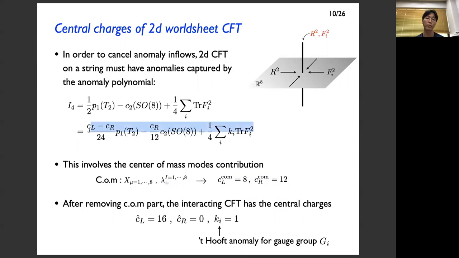After removing the center of mass part, the interacting CFT has the central charge as follows. So the left moving central charge is 16, and the right moving sector is empty. And the t-hooft anomaly for every gauge group is +1, okay? And this t-hooft anomaly will play a very important role in the next slide.